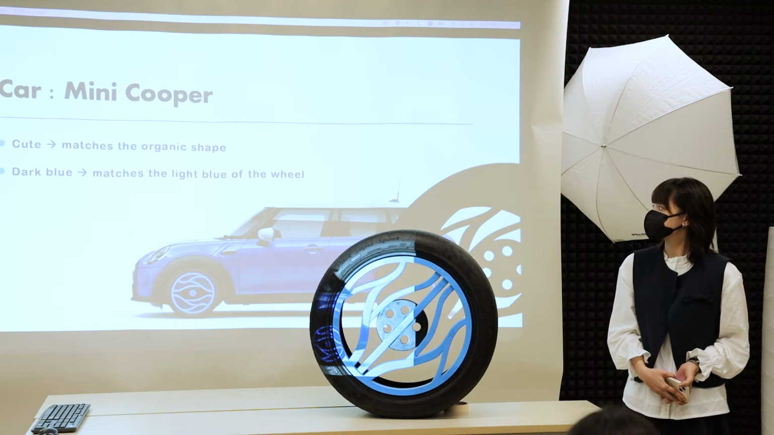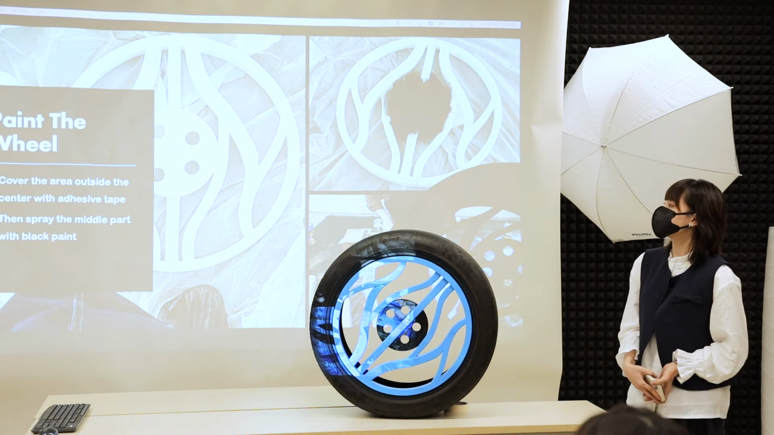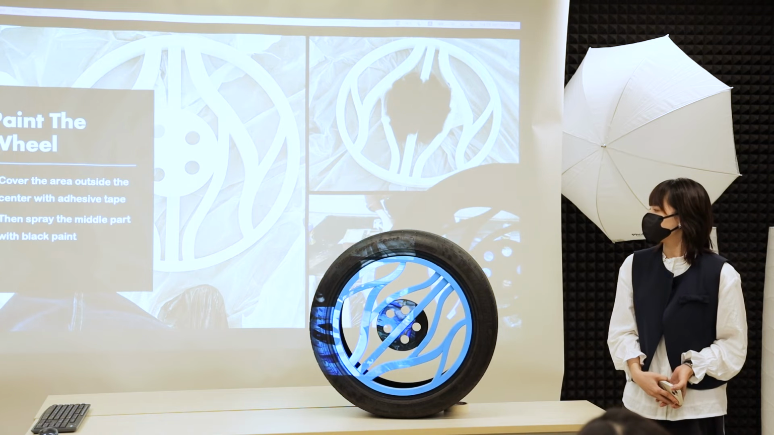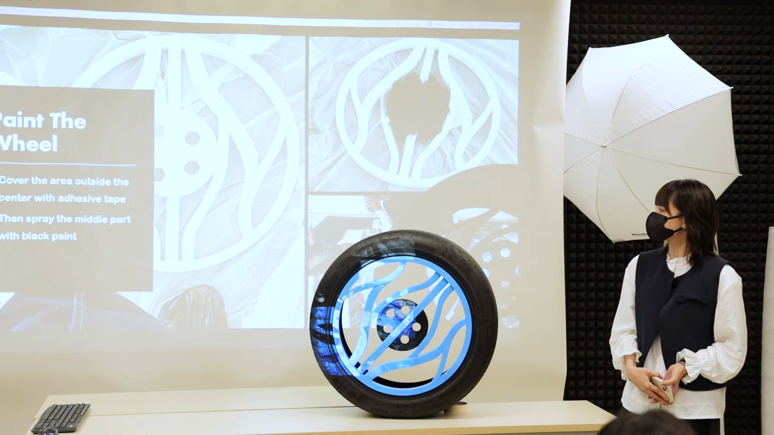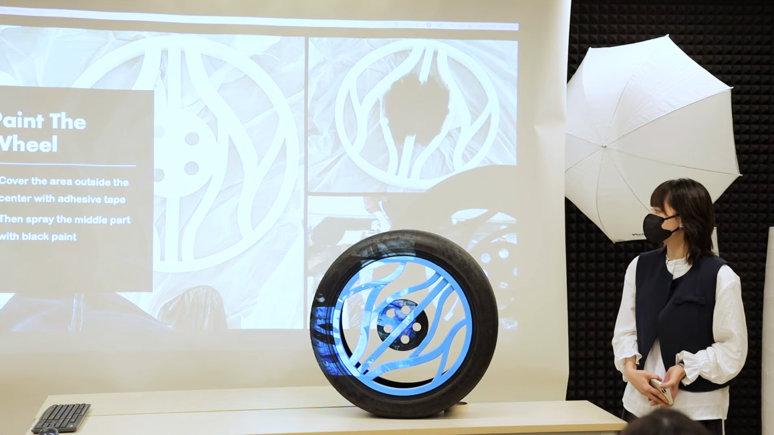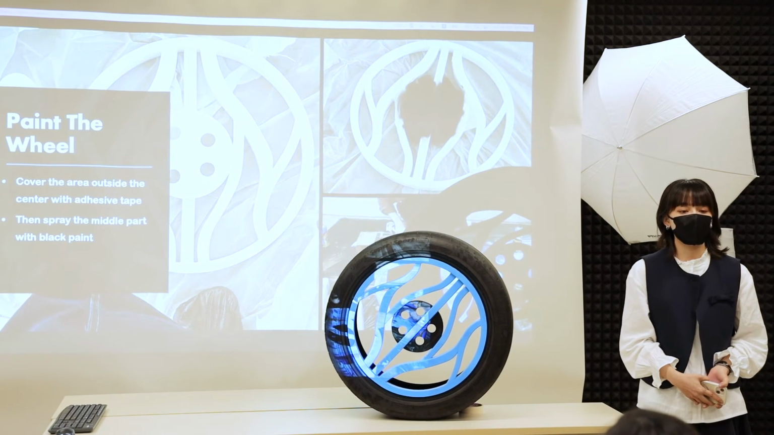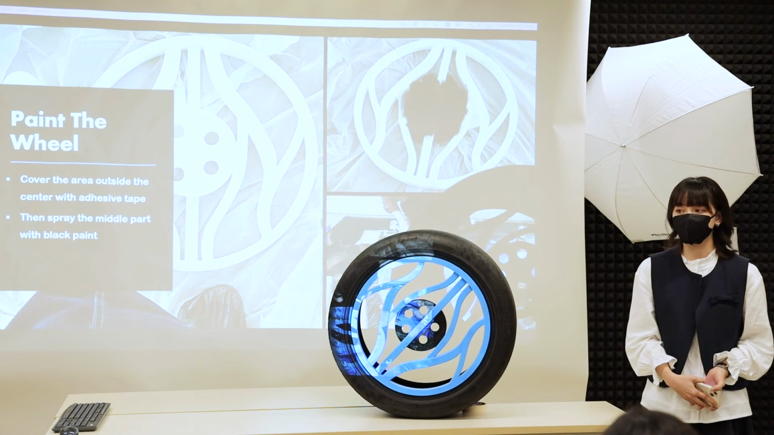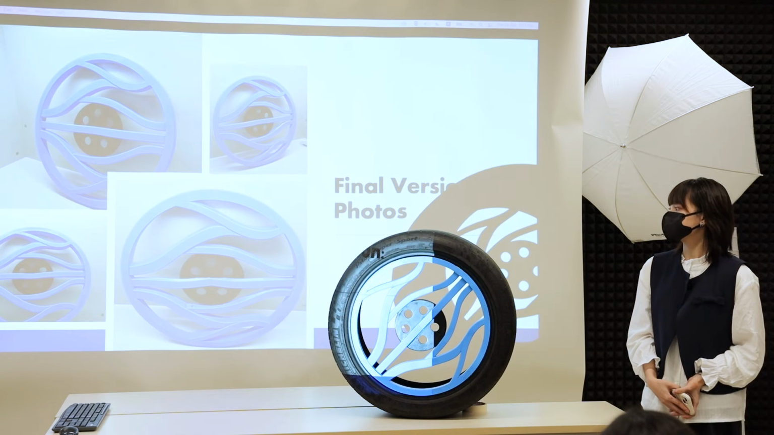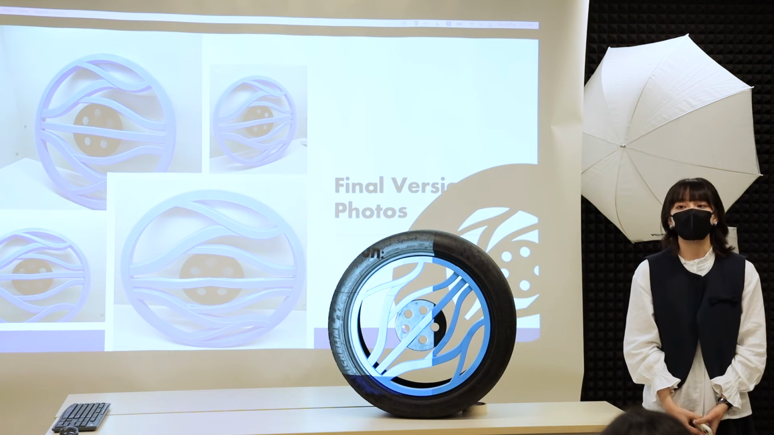And then next. Okay, when I painted the wheel, I used tape to cover the area outside of the center, and then I painted the black part. And when I painted the blue part, I also used the same way to do it. And here are the different aspects of my view.